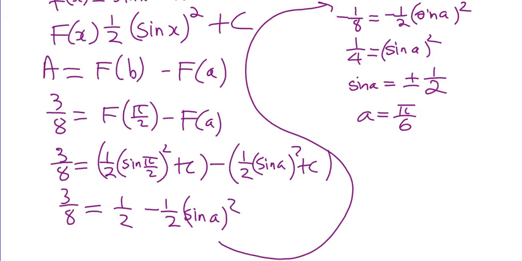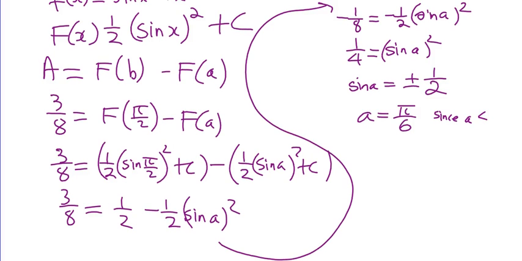Okay, it's also 5 pi over 6, 7 pi over 6, 11 pi over 6. But remember, our domain is from 0 to pi over 2. And so, since 0 is less than a is less than pi over 2, a is pi over 6. Done.